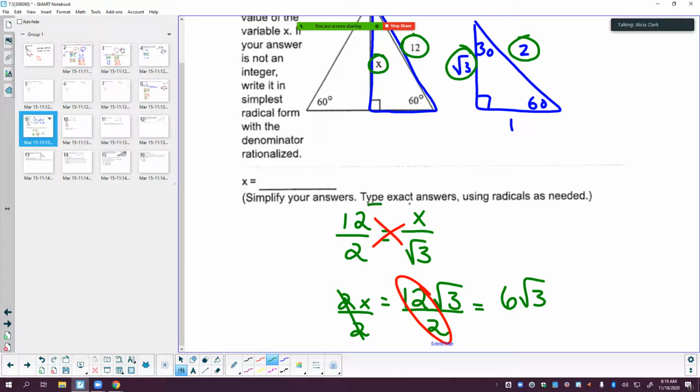Again, it says type exact answers. That's why we're doing 6 square root of 3 and not figuring out a decimal or anything like that. Okay. Any questions about that?